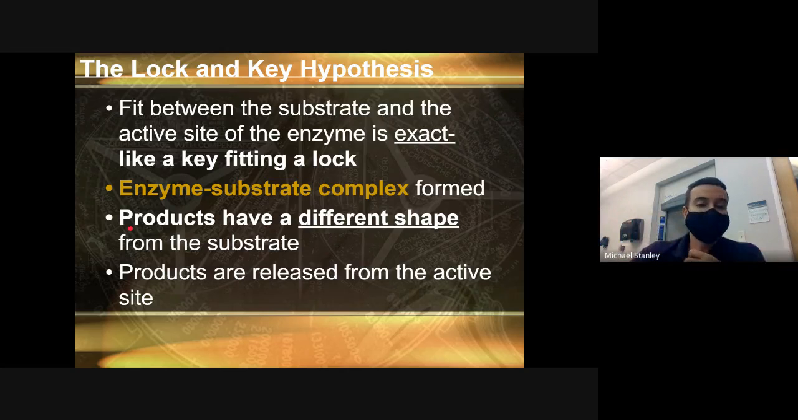So usually after the reaction happens, after we've catalyzed that chemical reaction, the products, the stuff that we end up with, are a little bit different shape than the original substrate. Because they're a little bit different shape, they don't exactly fit the active site, so they are released. They're let go from the enzyme. That way, the active site can be cleared out and we can get a new substrate in there.